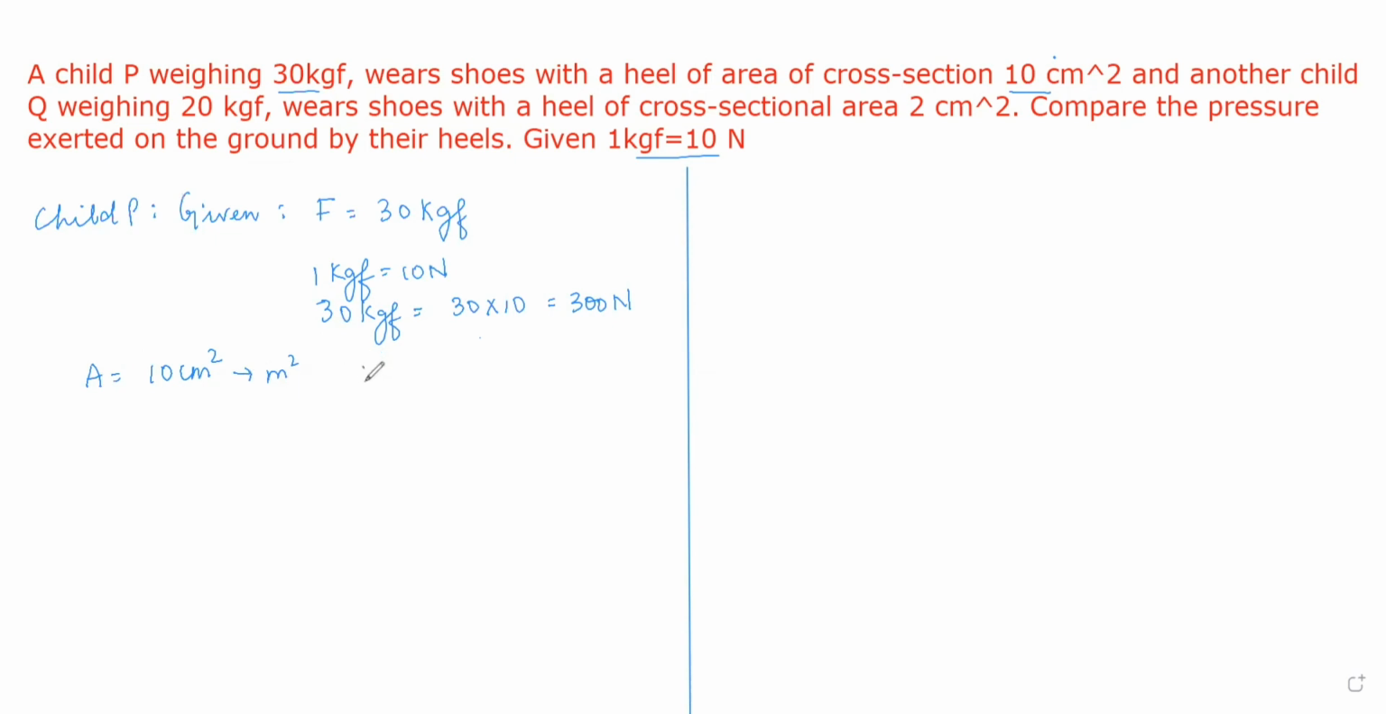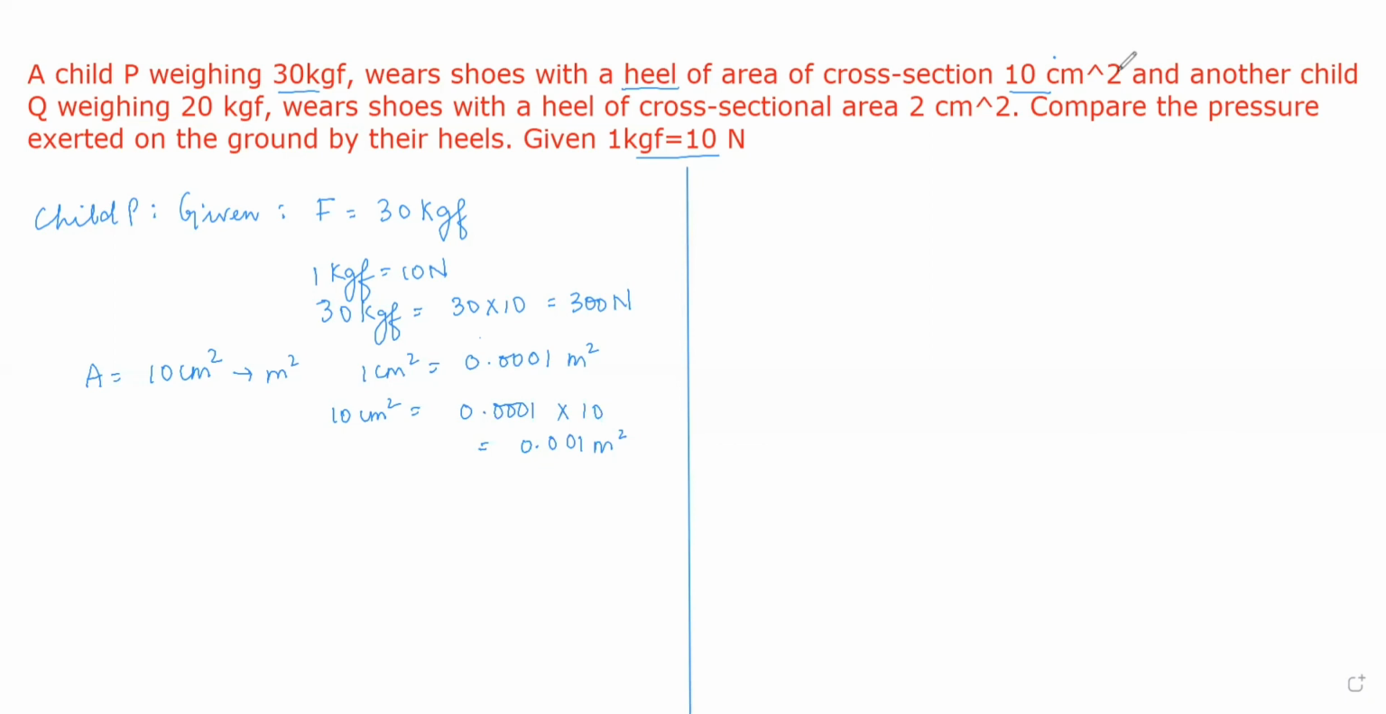Okay, so we know that 1 centimeter square is equals to 0.0001 meter square. So 10 centimeter square will be 0.0001 into 10, that is 0.001 meter square. Now, the tricky part in this question is that the area of one heel is given to be 10 centimeter square.